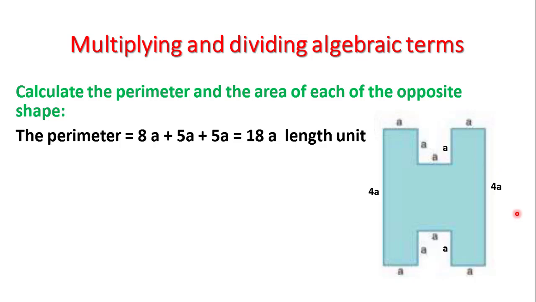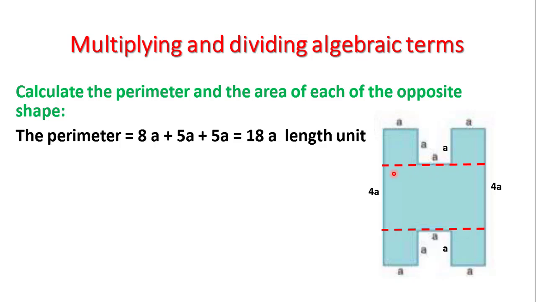Okay. What about the area? If you want to calculate the area, you can divide the shape, for example, like this. Now we have a by a, the area of this part is a times a, length times width. The area of this part equals the area of this part and the area of this and this. So we have 4 times a times a. Okay, so we have 4a power 2.